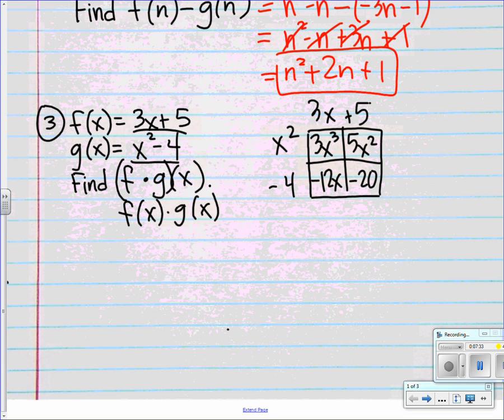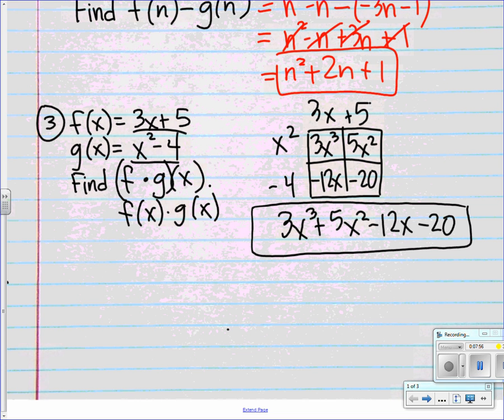Do we have any like terms? No. So if you don't have any like terms, it makes it easy. Just make sure you write it in the correct order, okay? We're going to start with the highest exponent. So 3x cubed. Then what's our next term? Plus 5x squared. Then negative 12x, and then the constant of negative 20. And with no like terms, you don't need to add or subtract any of them together. Okay?